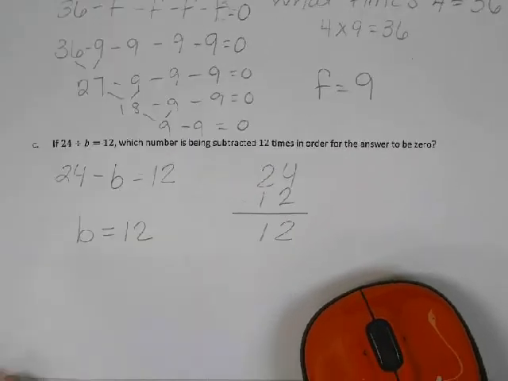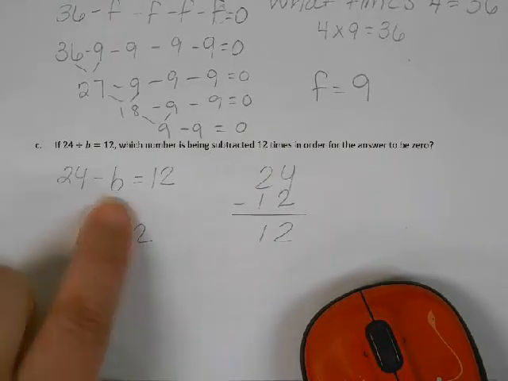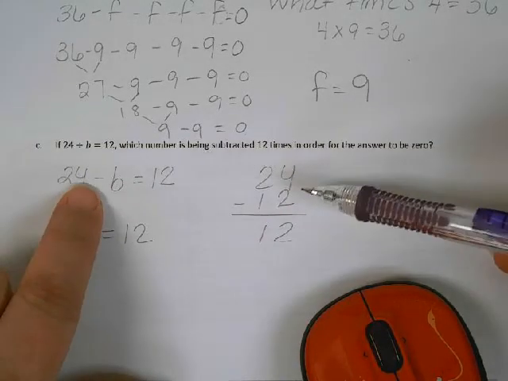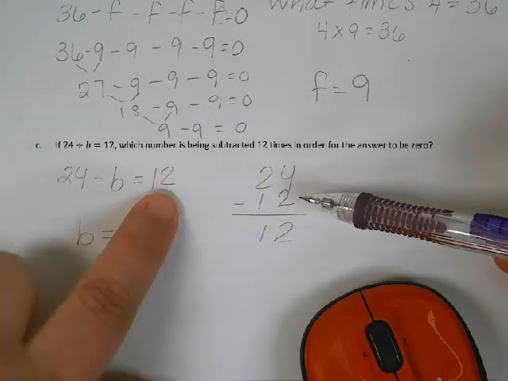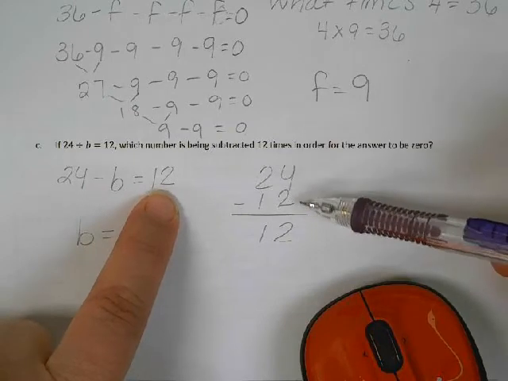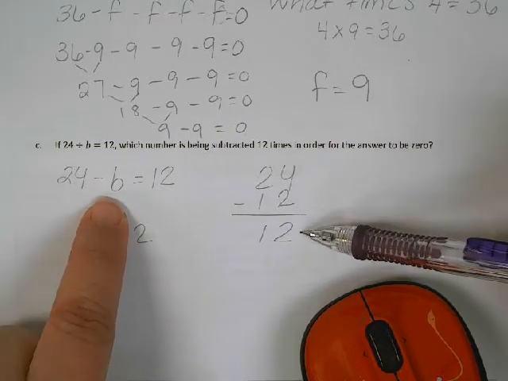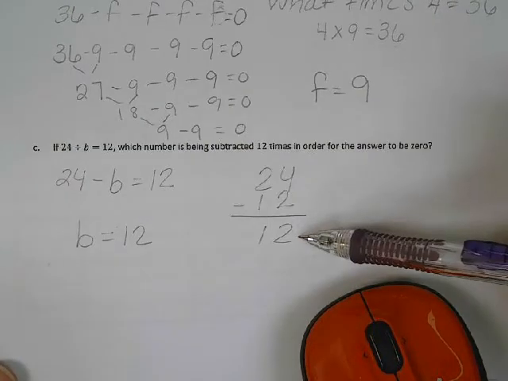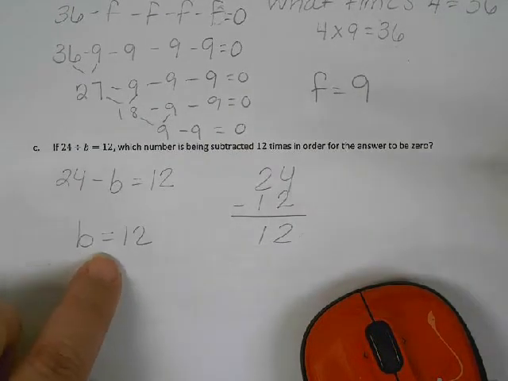On the last one, 24 minus B is 12. So I just reversed it, because I know whatever I subtract and result in my answer, I can just subtract my answer and get what I would have been subtracting before. So 24 minus 12 is 12. So B equals 12.